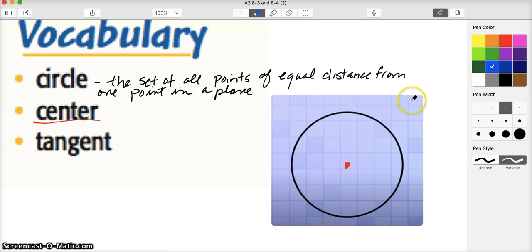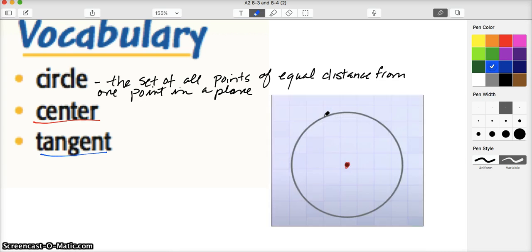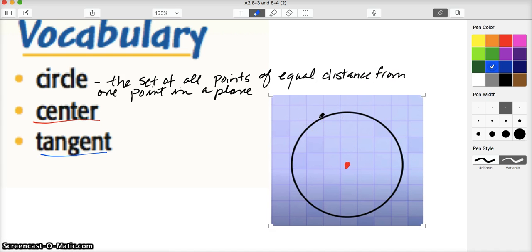And the idea of tangent is really a relationship. To be tangent to a circle means that you pass through exactly one point. One point on the edge of the circle. And so you might have a line that is tangent to a circle at a point. You could also talk about a shape that is tangent to a circle at a point.